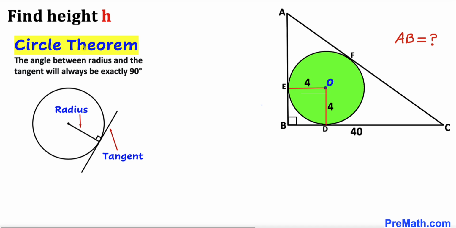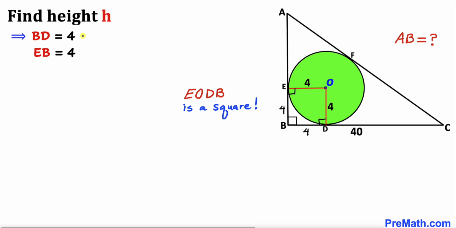And now let's recall this circle theorem. According to this theorem, the angle between the radius and the tangent will always be 90 degrees, as you can see in this diagram. So therefore, this angle has got to be 90 degrees. Likewise, this is going to be 90 degrees as well. Therefore, we conclude that EODB is a square, such that this side is going to be 4 and this side is 4. So therefore, this BD segment is 4 units, and this segment EB is 4 units as well.